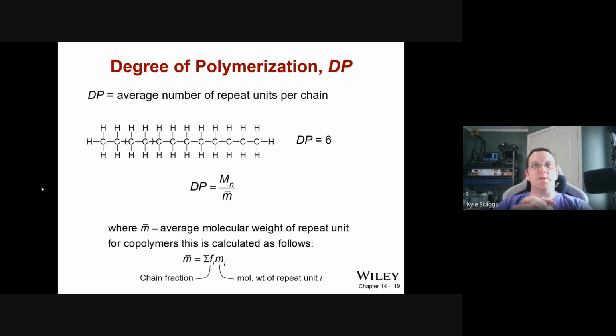Degree of polymerization is an average molecular weight divided by the mass, so that's the molecular weight of the repeat unit. So with a degree of polymerization of 6 here, this would be 12 total carbons, and the repeat unit itself is the 2 here. 12 divided by 2 is where they're getting 6 from.